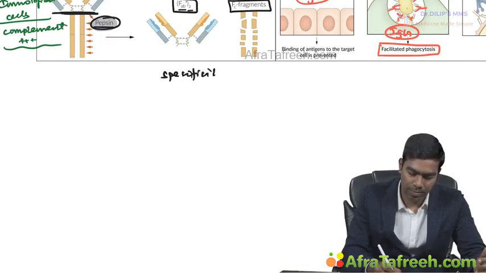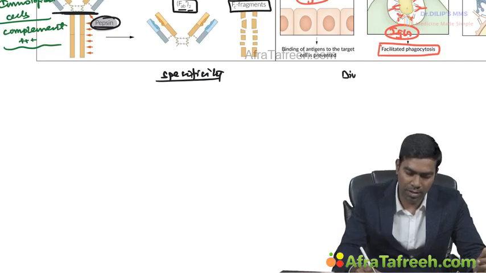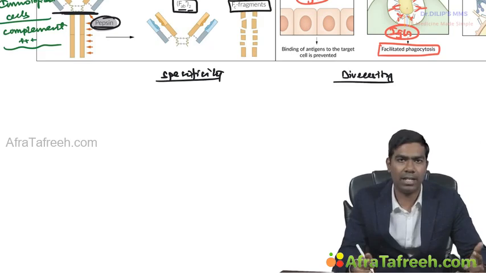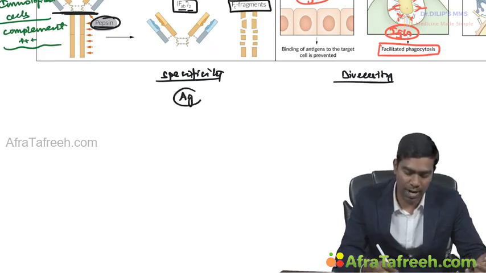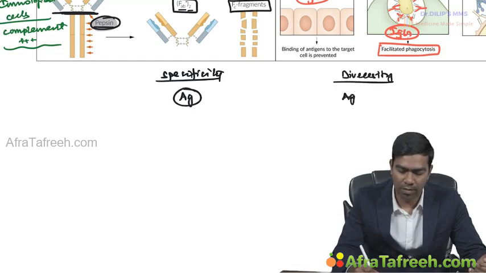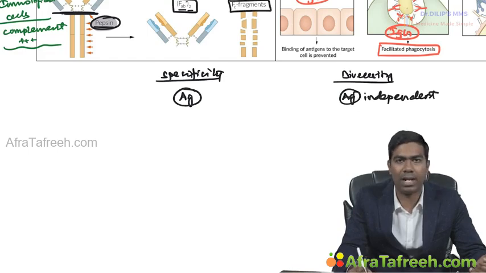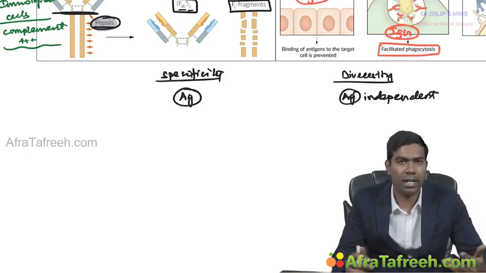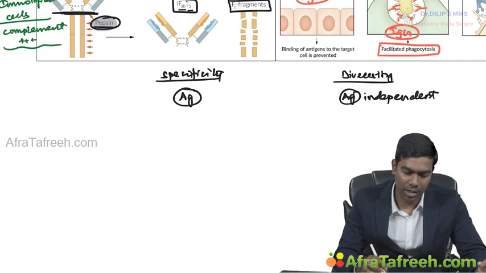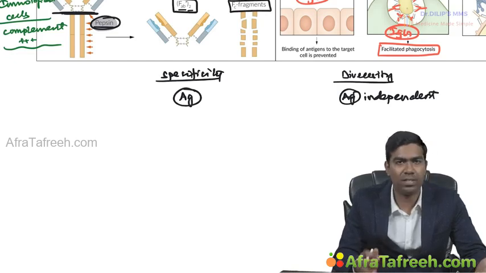One is the specificity and the second one is going to be the diversity. For determining specificity, you need antigen. That's why it's called antigen specificity. Remember, diversity is antigen independent, which means it's determined by the genes, not by the antigens. So antigen independent, so diversity. Now, what is the reason for specificity of the antigen?